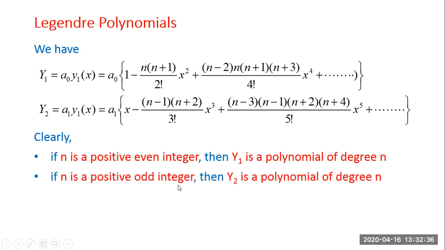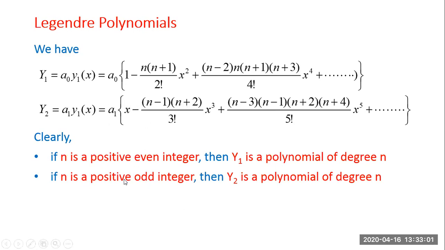In the same manner, if I take n as a positive odd integer, for example, if I take n is equal to 1, so here the first term of this y2 becomes 0. The second term also contains n minus 1, so that becomes 0. And every other term will contain n minus 1, so all terms will become 0. So we get only a1 into x, which is a polynomial of degree 1.